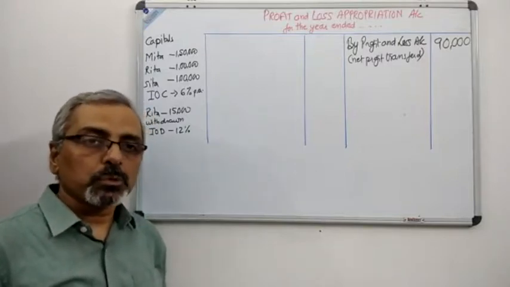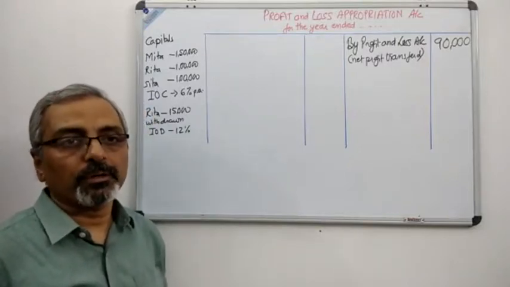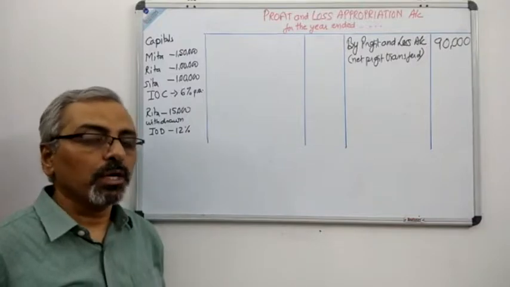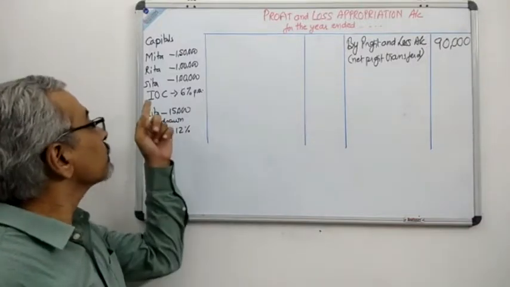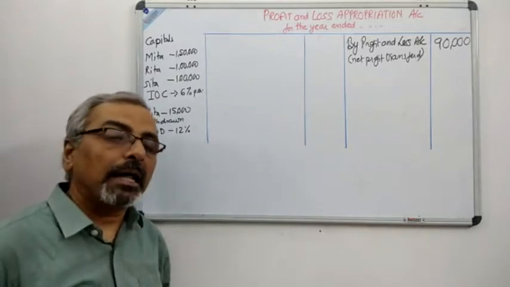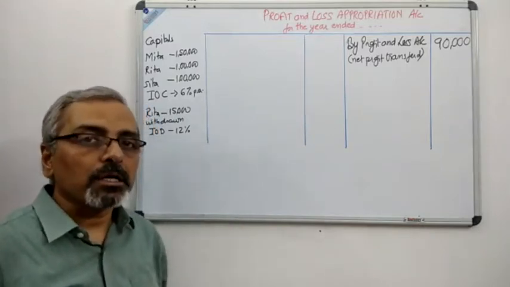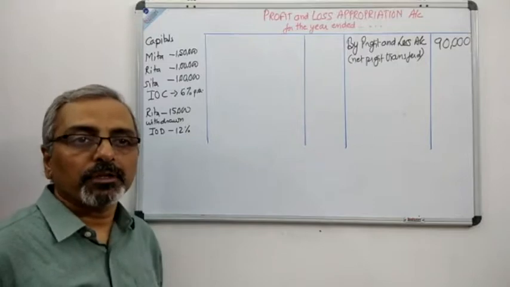Moreover, the question has also stated that the profit sharing ratio between the partners is 5:3:2, and one of the partners, that is the last partner, Sita, has been given a guarantee of 15,000. Now let's get started and see if she is actually getting 15,000 or not.